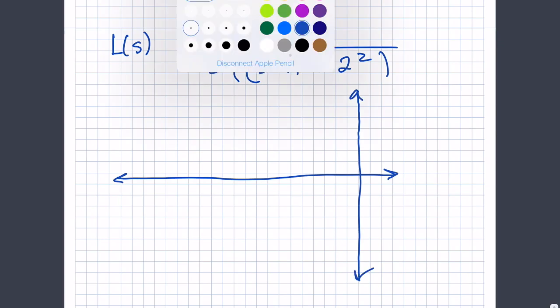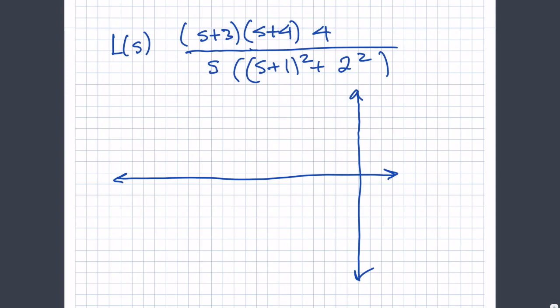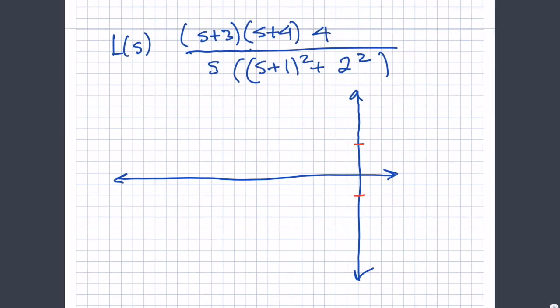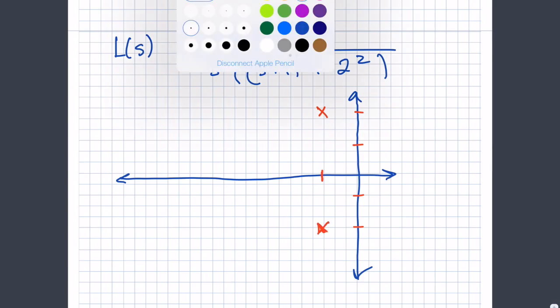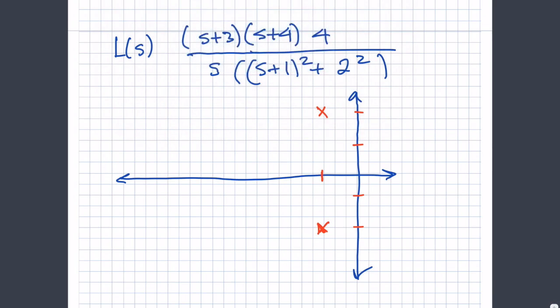Okay, so let's drop in the original poles. We had a pole at -1 plus j2 and -1 minus j2. Those are the two poles. And we're going to add a new pole, let's do a different color, a new pole here, and a couple of zeros at 3 and 4. If we're labeling the points on the axis, this is -1, -3, -4.